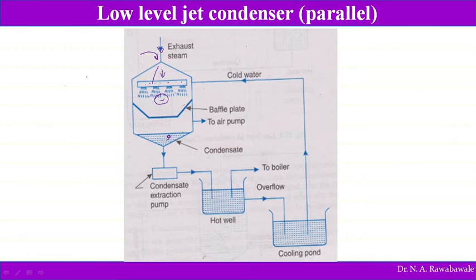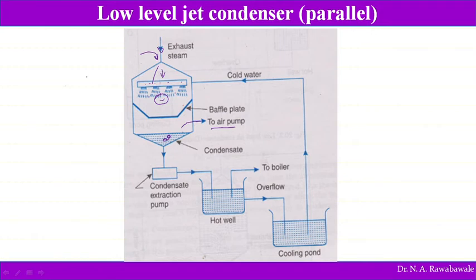The steam which enters this condenser has some air present in it. From where that air comes into the steam, we will see afterwards. As the steam gets condensed, the condensate gets collected at the bottom, and the air present in the steam is extracted by using an air pump. Here there is a baffle plate, and the air is taken out through this air pump. Why does air have to be removed? What happens if air is present? That we will discuss in the forthcoming slides.